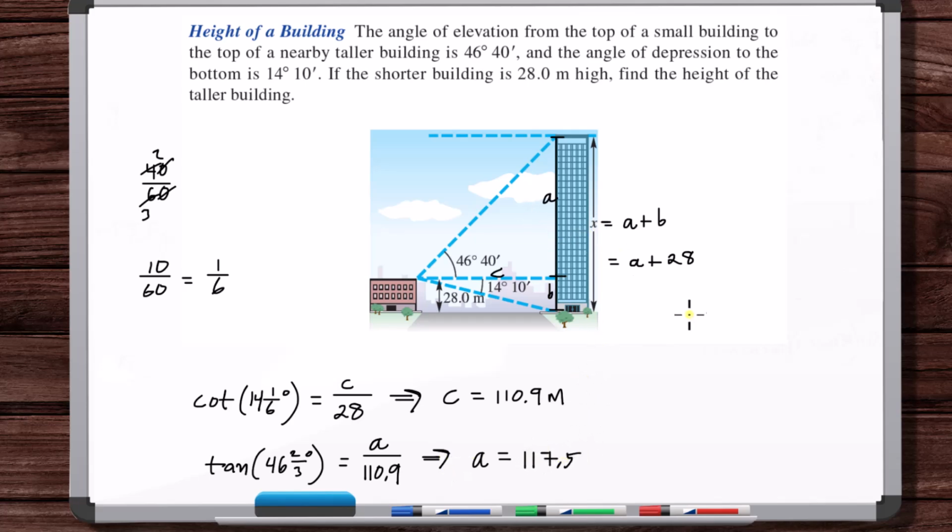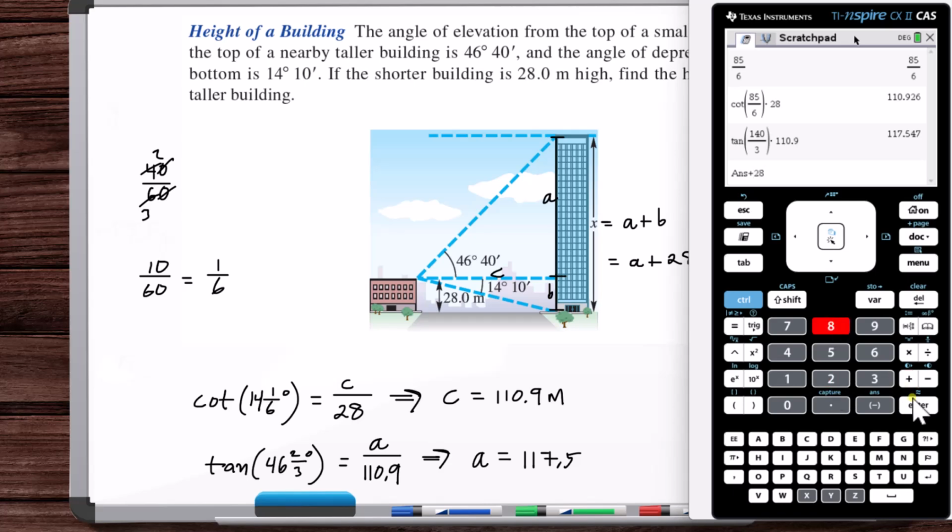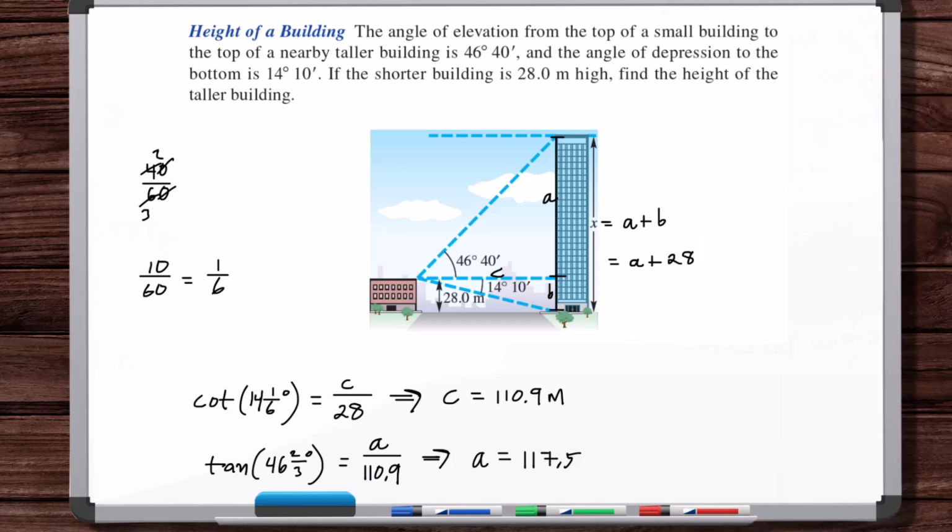Okay, but what's X? What's the height of the building? It's just A plus B, so this plus 28. So we'll round that up, so 146 meters. The height of the building is approximately 146 meters.